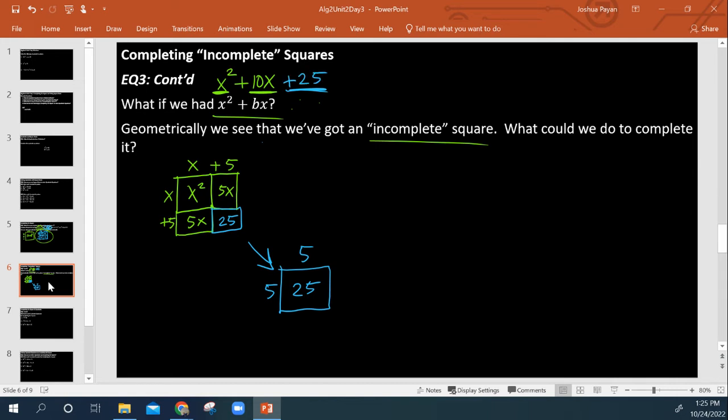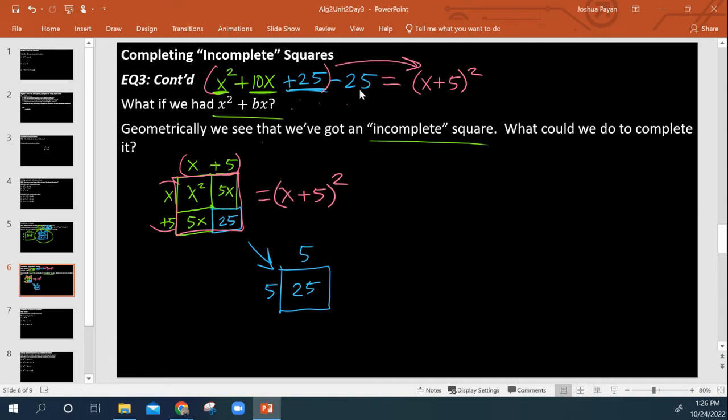But this is algebra. We can't just add 25 from nothing. So we have to account for that. We have to counterbalance with a minus 25. And what we're going to see is this here in purple is going to be a perfect square, just x plus 5 all squared, which is exactly what we've got here. X plus 5 times x plus 5 again gives me x plus 5 all squared as my area. And of course we still have this counterbalance sitting out here, that minus 25.